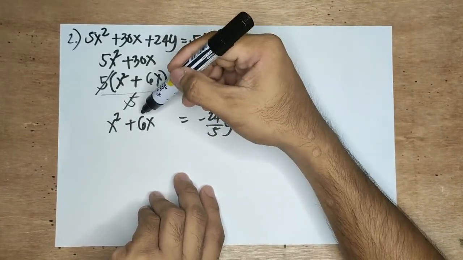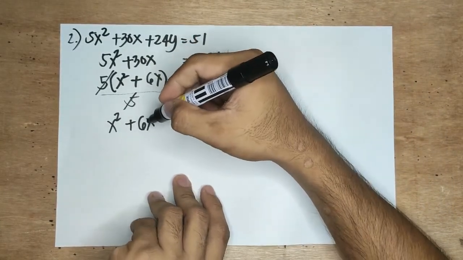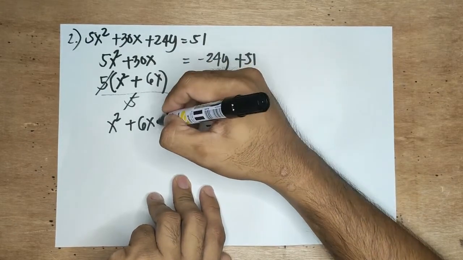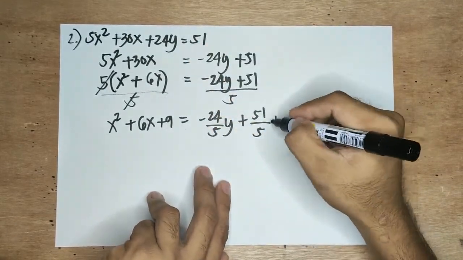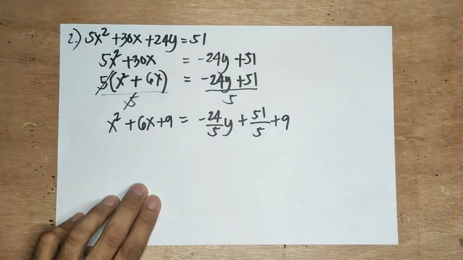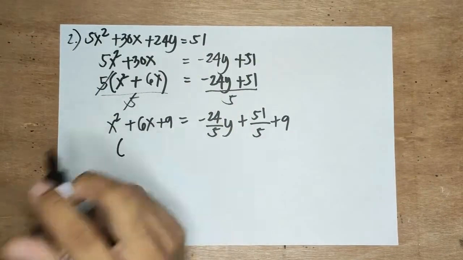Yung square of half of 6. Okay, so 6 divided by 2 is 3. 3 times 3 is 9. So plus 9 and then plus 9 here. So perfect square trinomial na to. So we can factor this out.